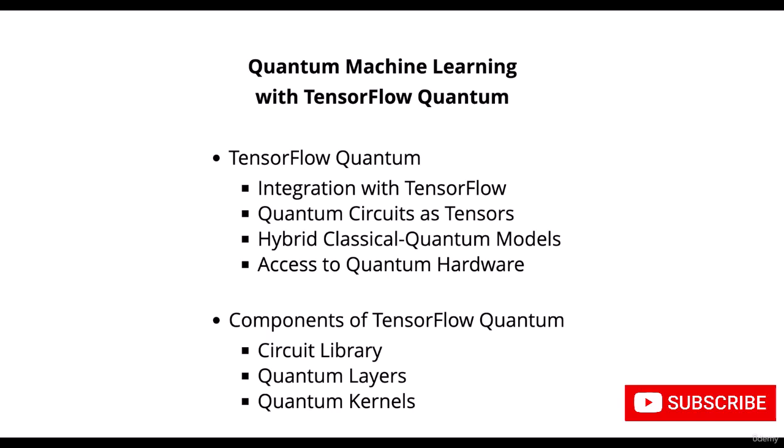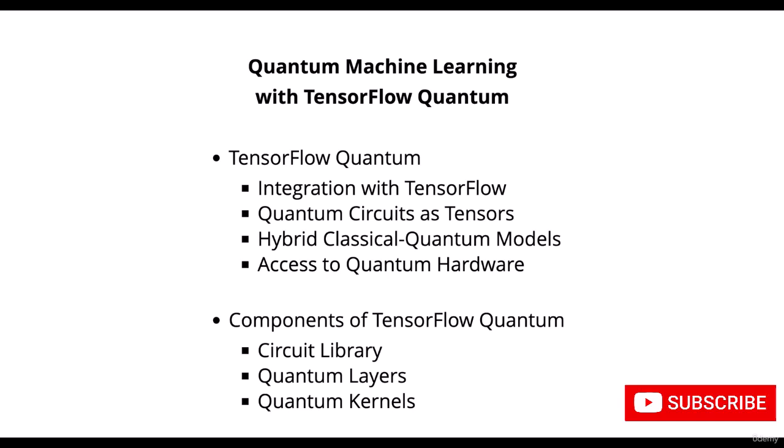Hybrid classical quantum models. You can build hybrid models that combine classical and quantum components for performing machine learning tasks. We have access to quantum hardware. TFQ provides interfaces to access quantum processors from hardware providers like Google's Cirq and IBM's Qiskit.